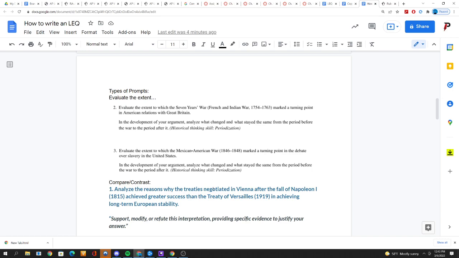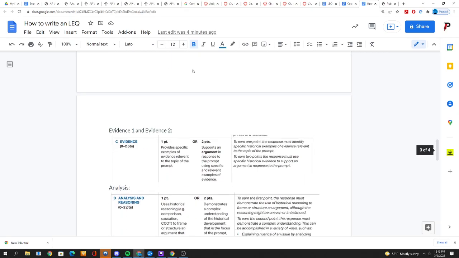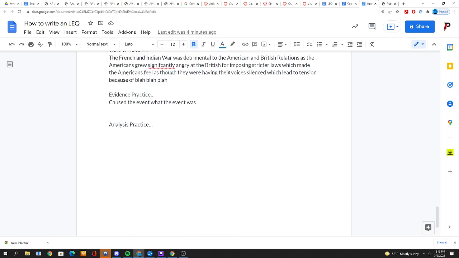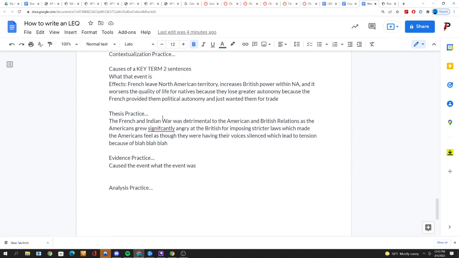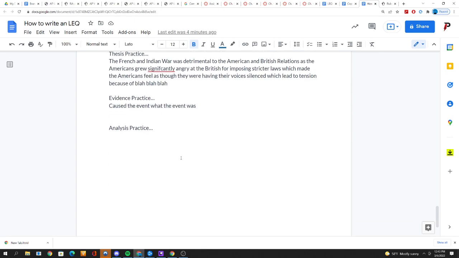For example, here, the treaties negotiated in Vienna. All right, that's your key term. Greater success than the Treaty of Versailles. So Treaty of Versailles is your second key term, and really, the long-term stability of Europe. That's another thing you should probably know. Okay, so that's your thesis, that's your context, that's your evidence.